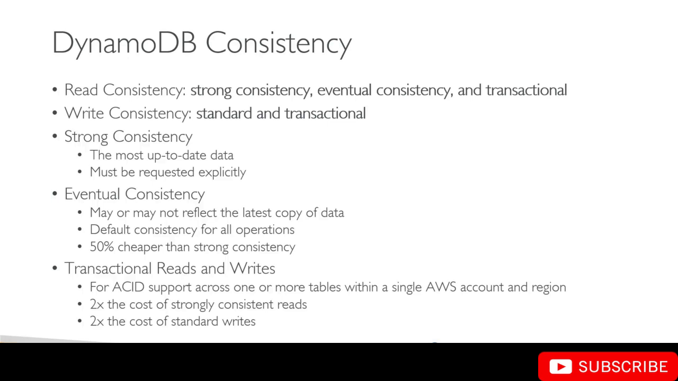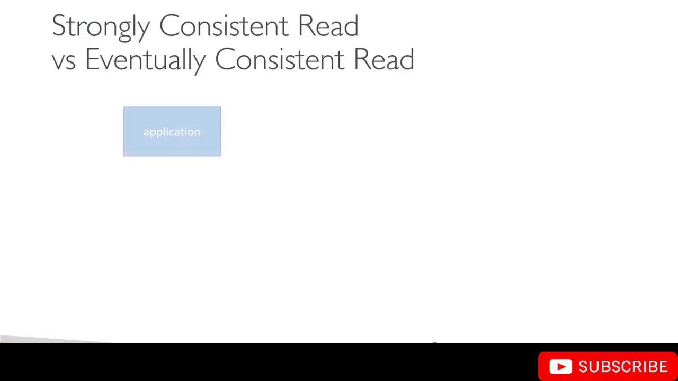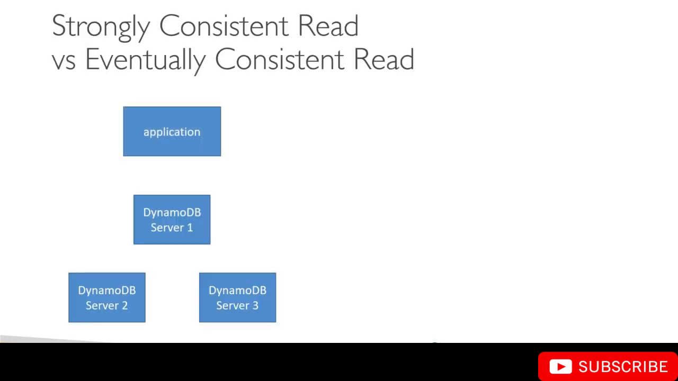All right. So let's understand how the strong and eventual consistency works. So we have an application here, and we have different DynamoDB servers. So as we have seen earlier, DynamoDB replicates your data across at least 3 different facilities. So whenever you write something to DynamoDB table, it is written to one of the facilities and it is then replicated to the other 2 facilities. And whenever you request a read operation, the data will be returned from one of these facilities.